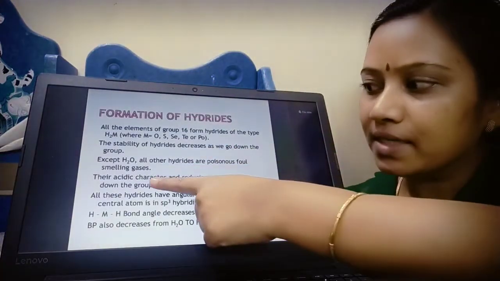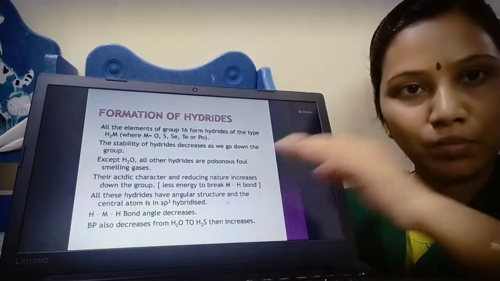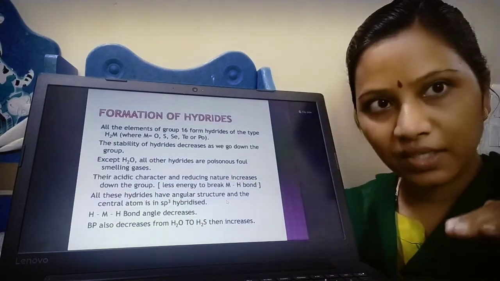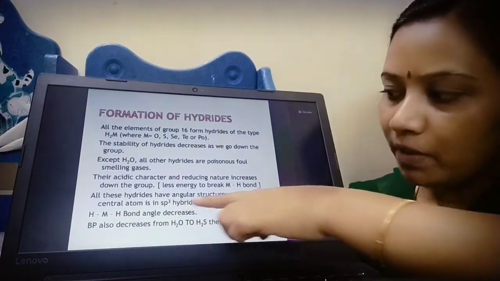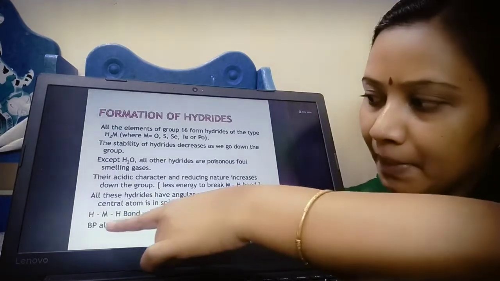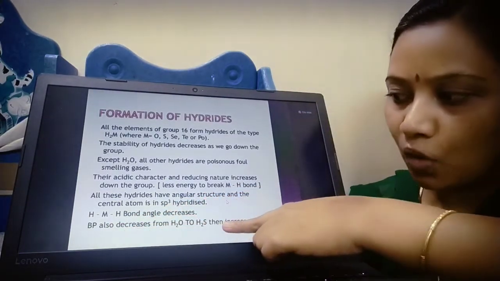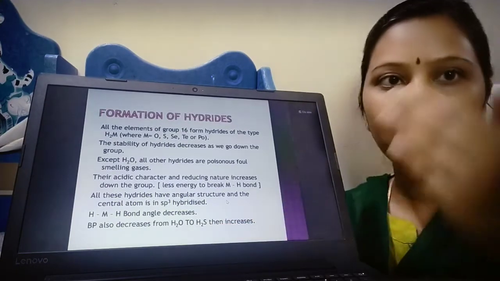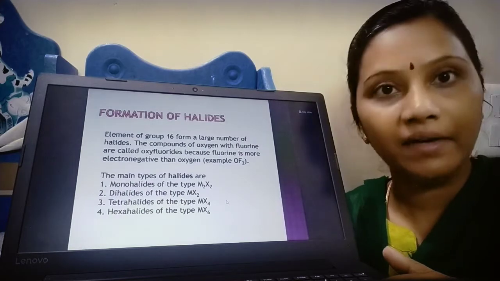When you look into the acidic character and the reducing nature, they increase as we move down the group. Now, for the structure, they all have an angular structure and the central atom is sp3 hybridized. The M-H bond angle and bond length also decrease. Boiling point decreases from water to hydrogen sulfide and then continues to decrease. So this is the trend in the formation of hydrides.